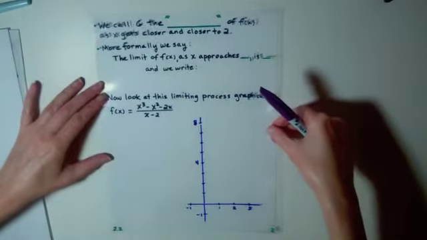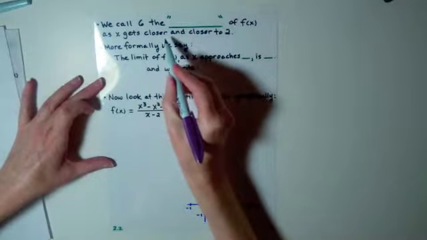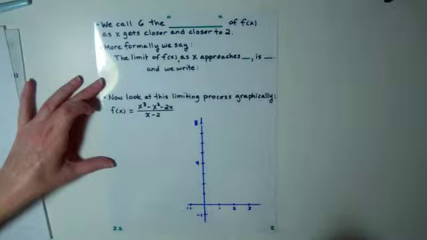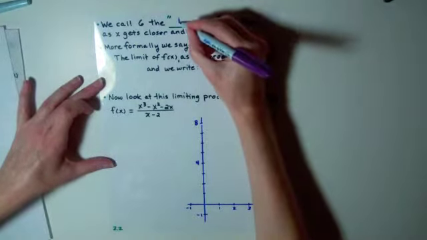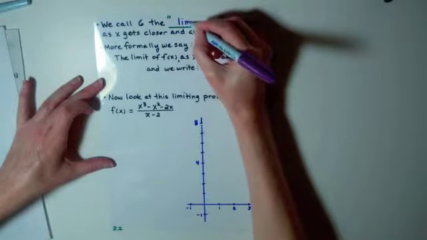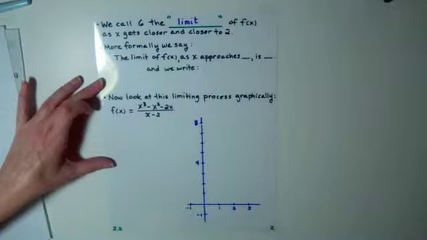Let's try to fill in this blank. We call 6 the blank of f of x as x gets closer and closer to 2. So we talked about that on the last slide. We say that 6 is what is referred to as the limit. It's kind of like a speed limit when you're driving a car. If the speed limit is 50 miles per hour, you can get very close to that limit. You're not allowed to go over that limit. So we call 6 the limit of f of x as x gets closer and closer to 2.